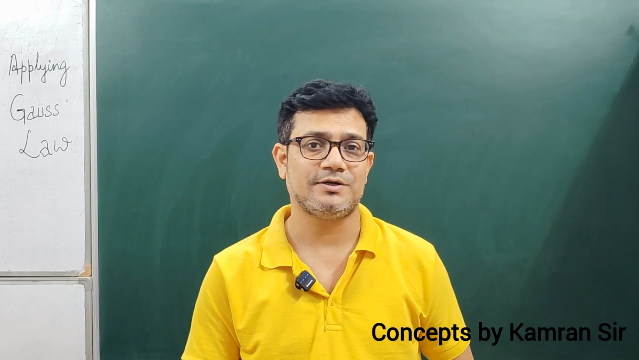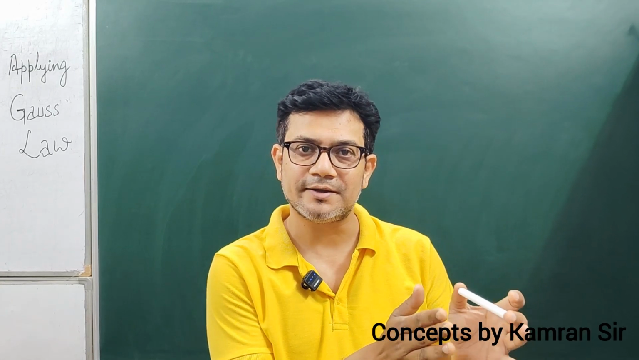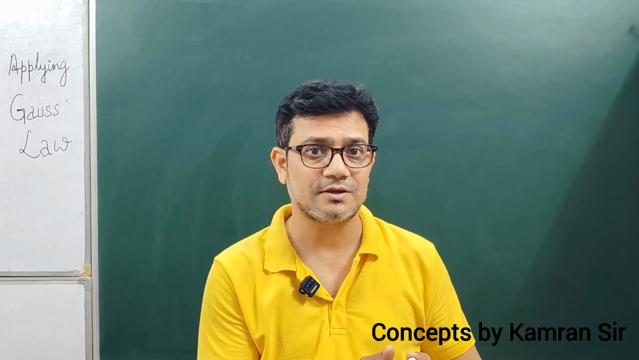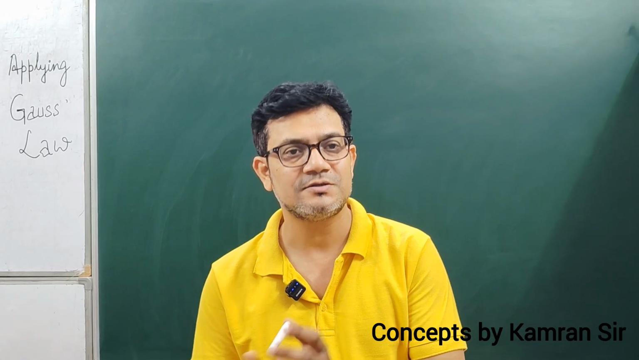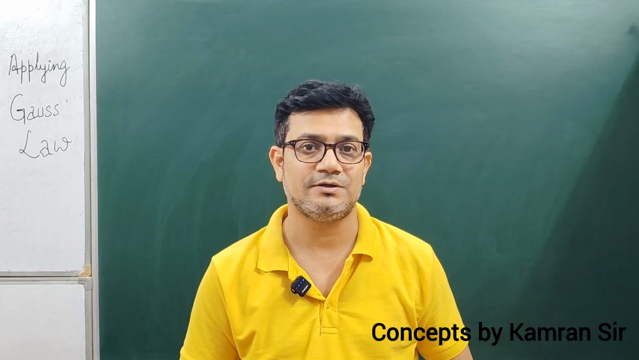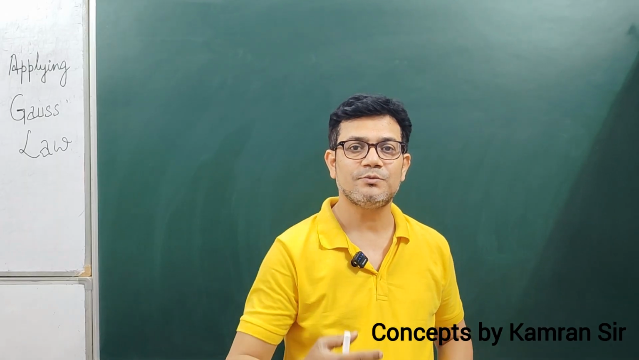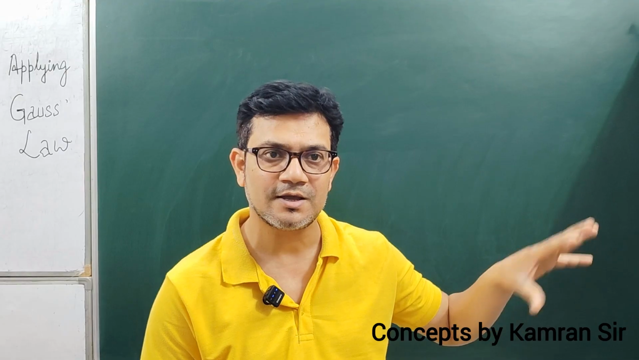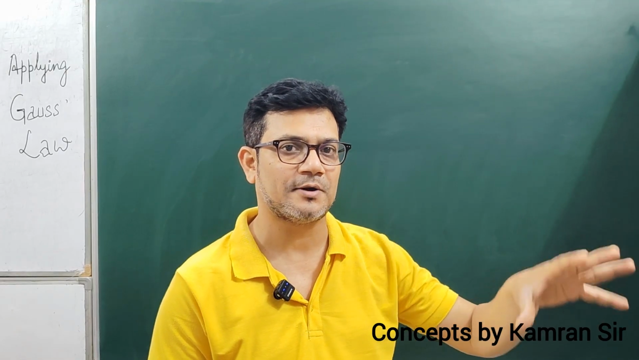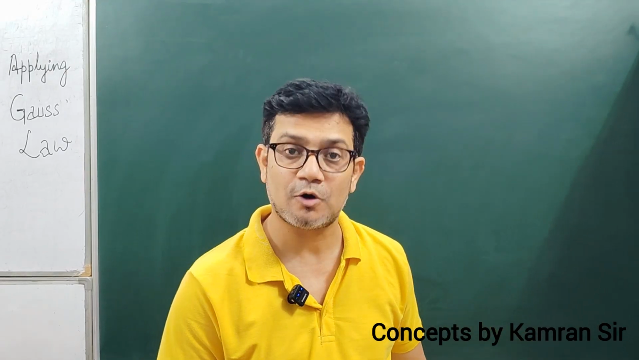In the last lecture, we talked about how to apply Gauss's law: what are the steps, what is the symmetry, what should be the Gaussian surface. Those were the things that we discussed in the last lecture. Today we are going to follow the same process, and we'll try to apply Gauss's law to a few problems.